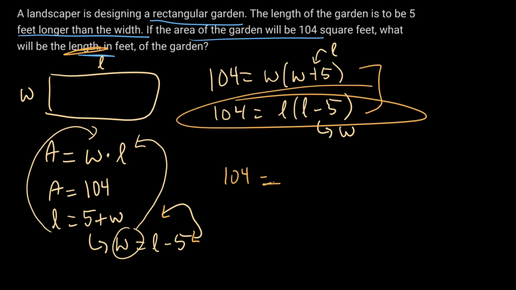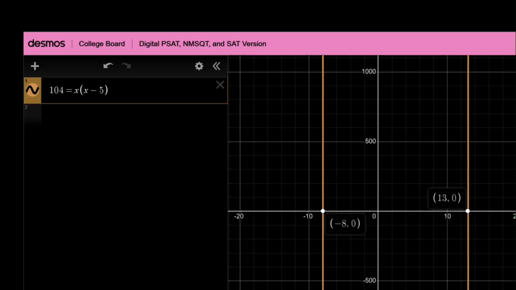So 104 is equal to L times L minus 5. And if I change these into x's, which I'm just going to do so I can put it into Desmos, I can just use 104 is equal to x times x minus 5. I can just put that into Desmos and have it do all the work for me, right? So I did that, and I got two x values that would solve this equation. I have -8 and I have 13.